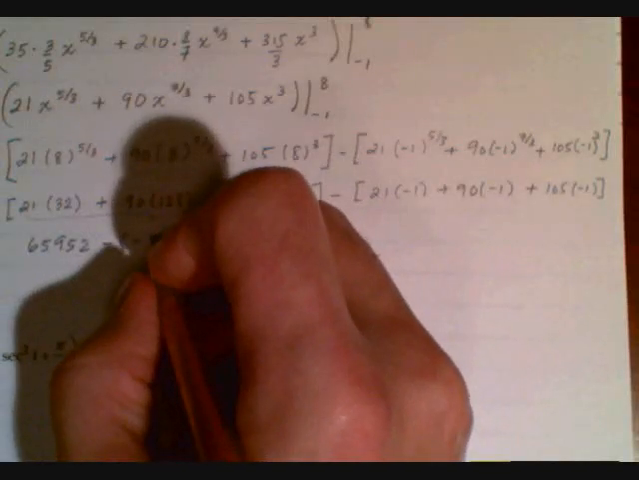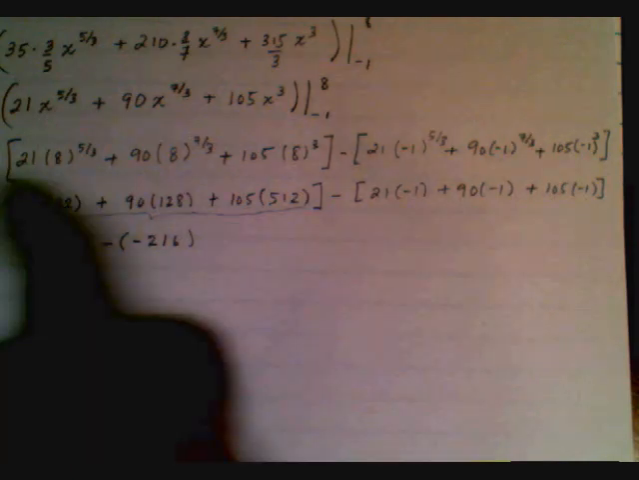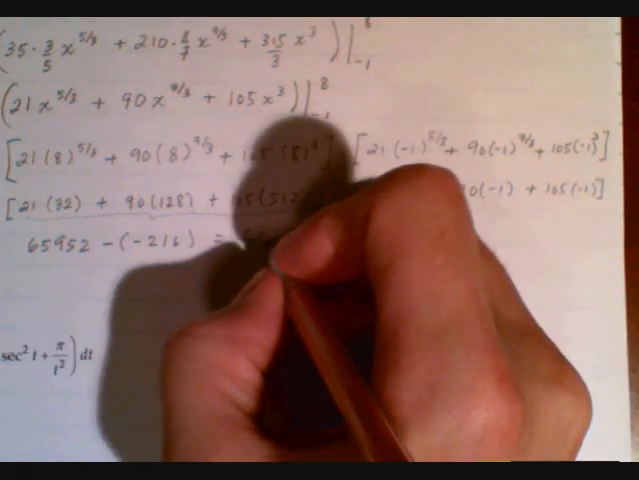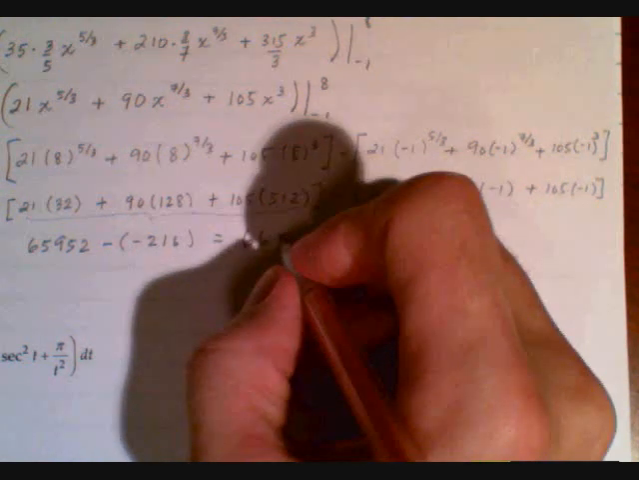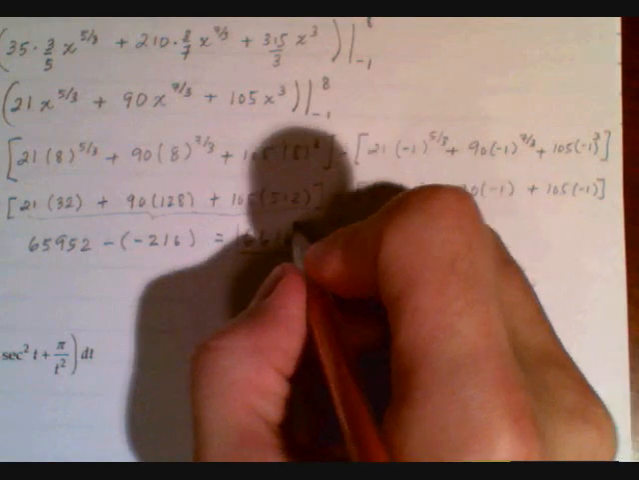And then I add these together, 65,952 plus 216 gives me, this is the final answer, 66,168. It's not nice. It's big, I should say. But at least it's an integer.